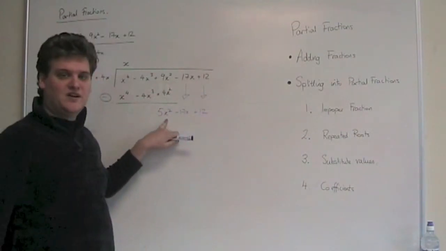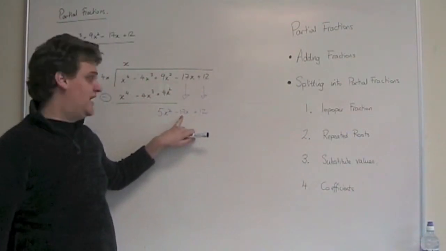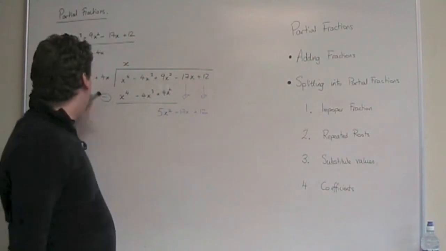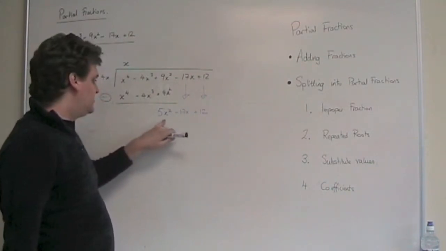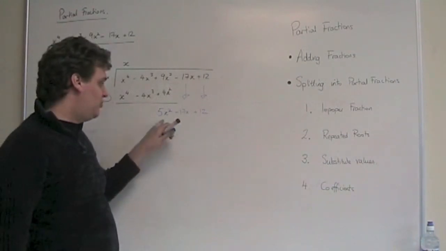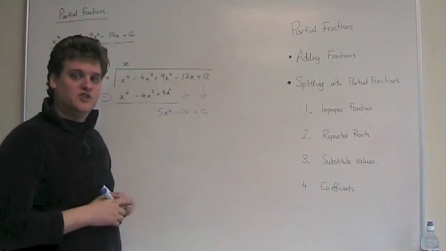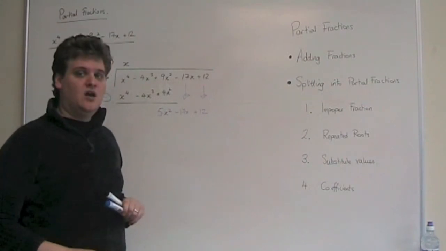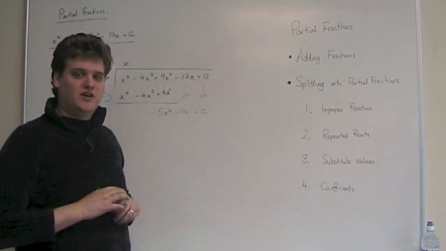So now we have 5x squared minus 17x plus 12. How many times does x cubed go into 5x squared? Well, actually it doesn't. So therefore we have finished our long division. This is our remainder, and we can then use that to put it in partial fraction form.